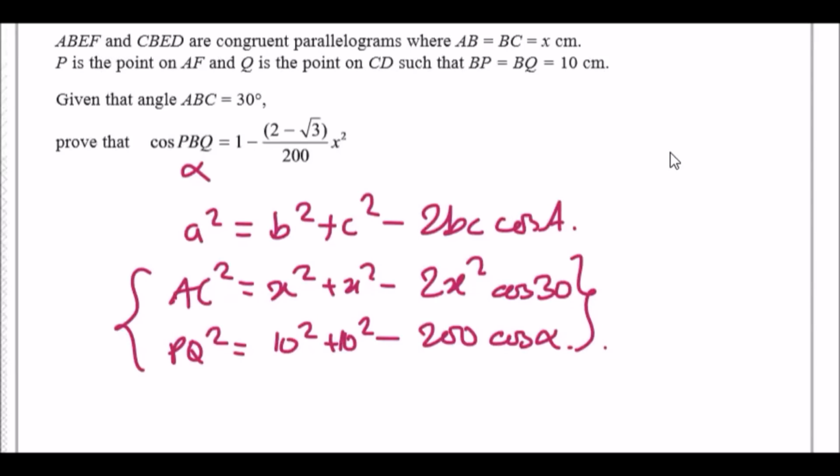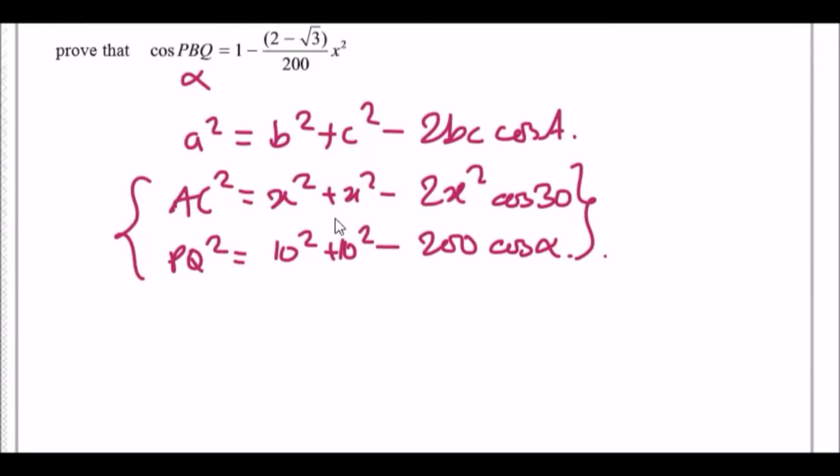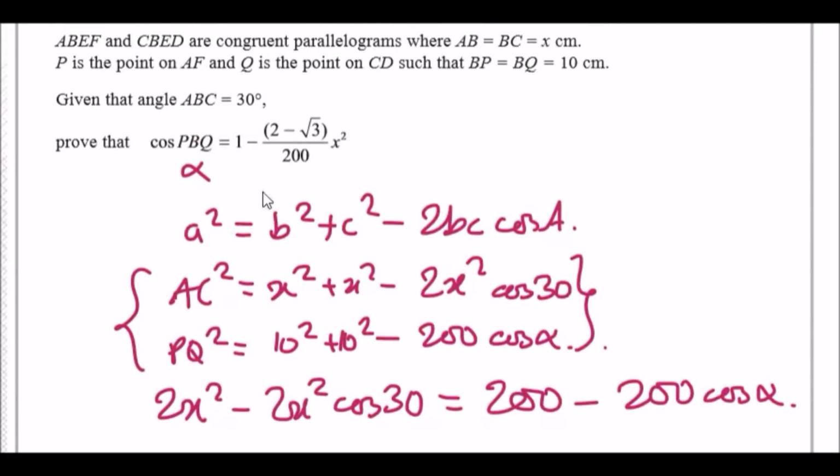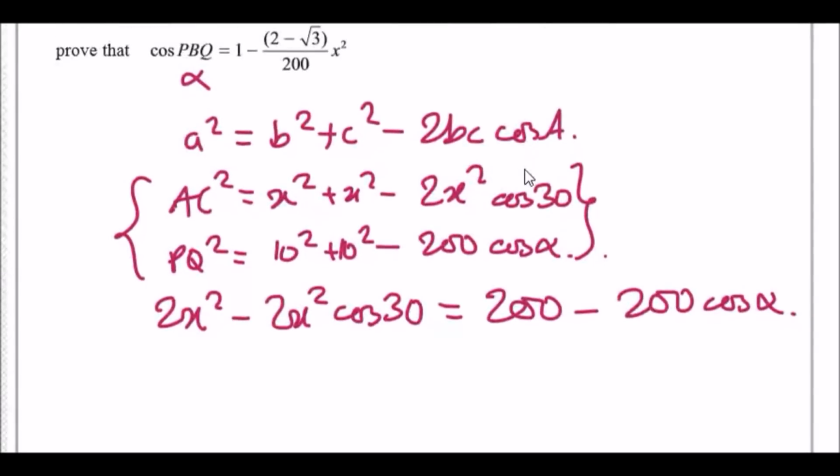Now, because we know that AC and PQ are equal, of course the squares will be equal too. This means these two equations are equal to each other. So x squared plus x squared, that is 2x squared minus 2x squared cos 30, we'll get to cos 30 in a second, must equal 10 squared plus 10 squared, so 100 plus 100, which is 200, minus 200 cos alpha. Not so bad.